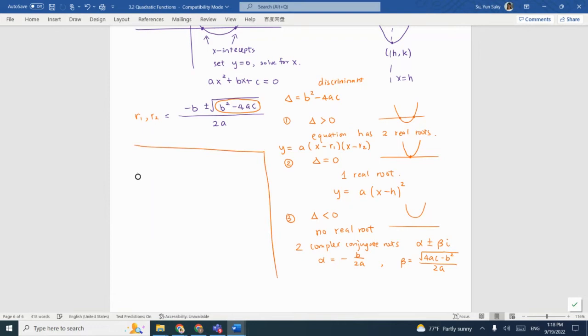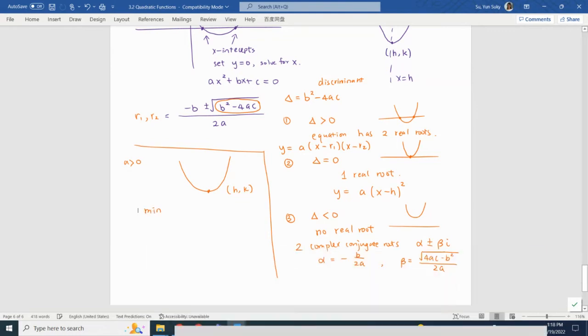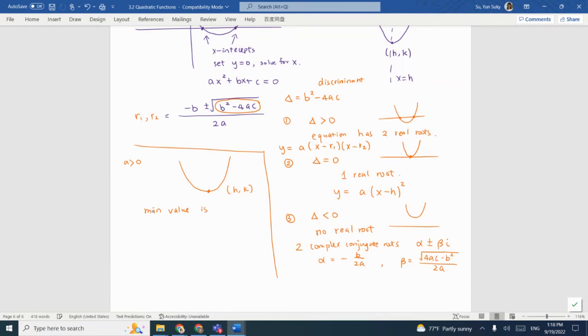And then if a is positive, then we know our parabola opens up, right? This is h comma k. So the minimum value is, f of h equals k. So the minimum value is the y value. Do you see the y value is k? Right, everybody? And this is at x equals h. So f has a minimum at x equals h, and the minimum value is k.